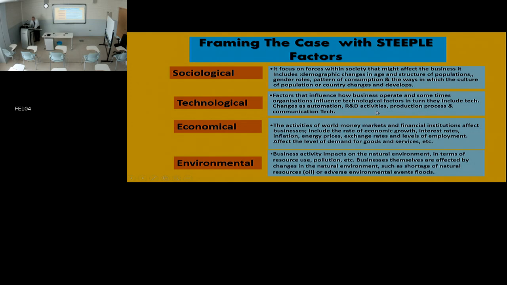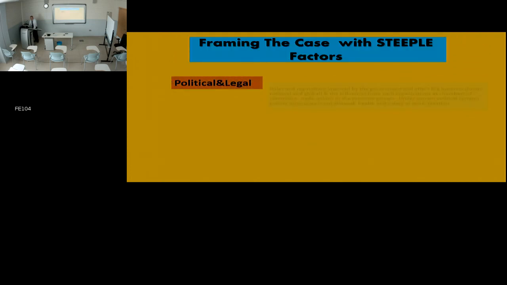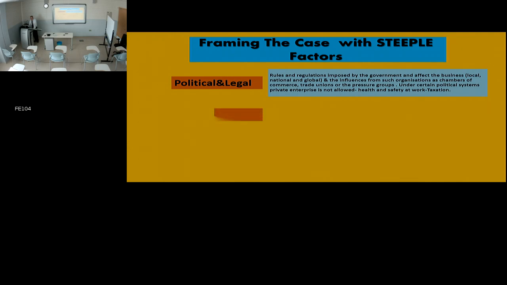Environmental focuses on, that's the definition, impacts on the natural environment in terms of resources use, pollution. Businesses themselves are affected by the changes in the natural environment, such as shortage of natural resources, oil. Environmental focuses on the ecosystem, the environment, anything related to what? To the environment.